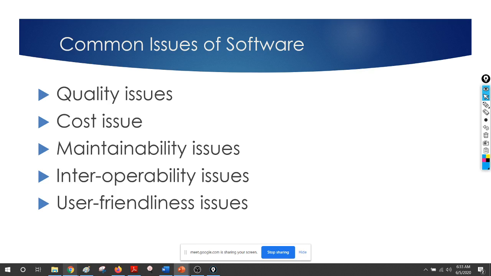So we want to make sure that not only is our product doing the work, it's of high quality. We can give it at a reasonable cost. It's highly maintainable, highly interoperable. It's really user friendly, right? Those things are very important, because those are still some issues. A lot of software is not user friendly. A lot of software is not interoperable, right? So we want to fix those things, right?